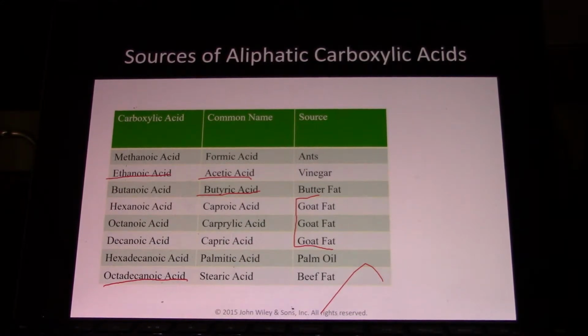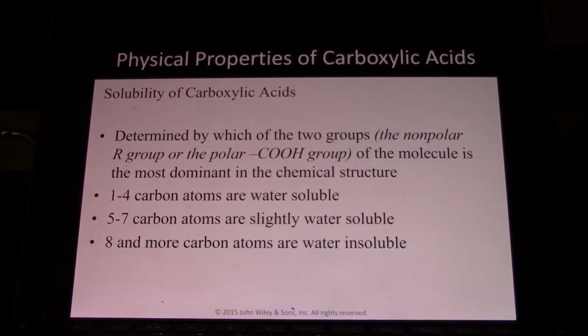Hexadecanoic acid, 16 carbons. Solubility of carboxylic acids is determined by two groups: how big the nonpolar part is, and then you have the COOH group.